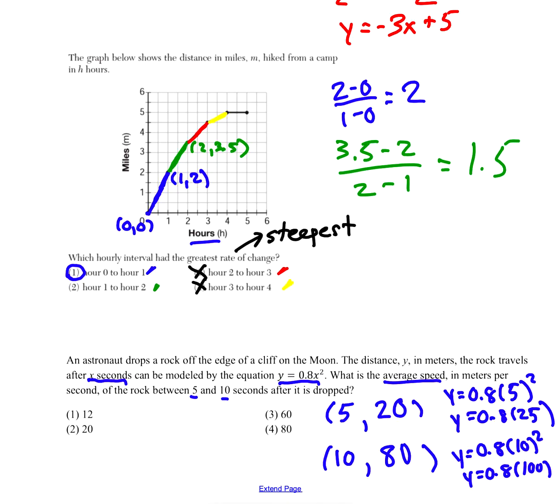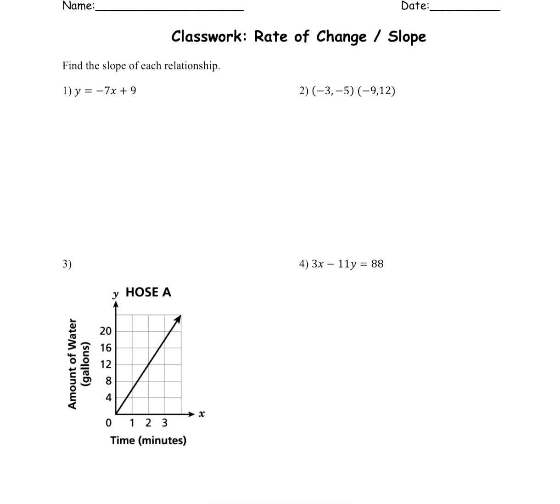So we have our 2 points. Now we just need to find the rate of change between those 2 points to find the average speed. So that would be 80 minus 20 over 10 minus 5, y2 minus y1 over x2 minus x1. You get 60 over 5, which is 12. Choice 1. That's it. The rest of this is just a lot of practice with rate of change. Highly recommend doing that.